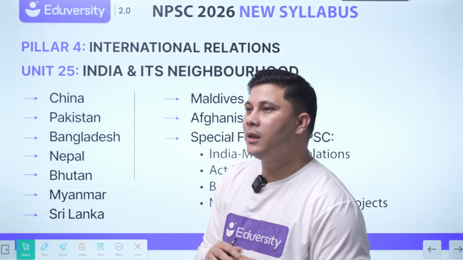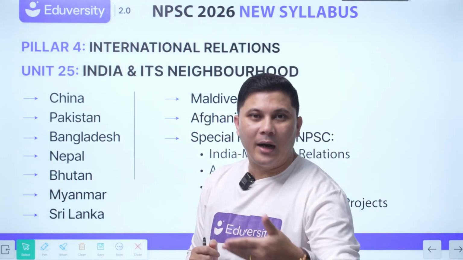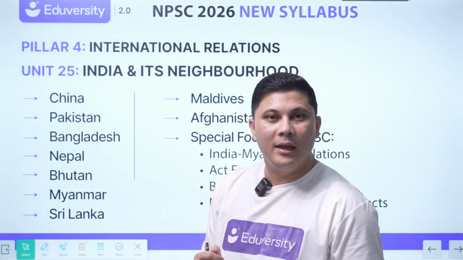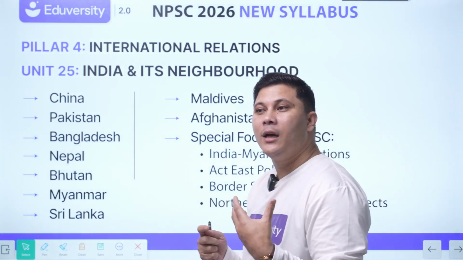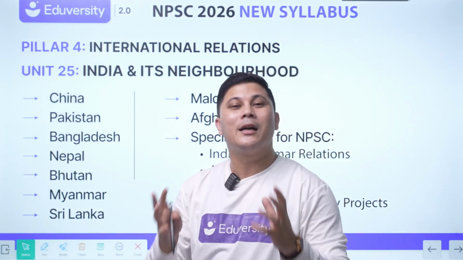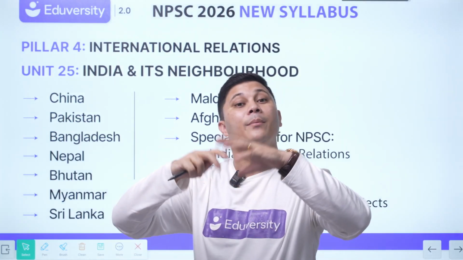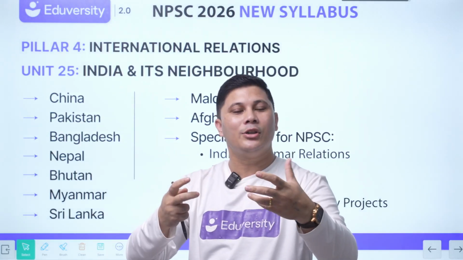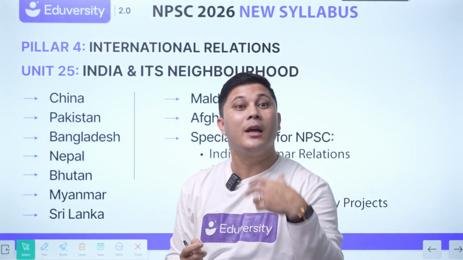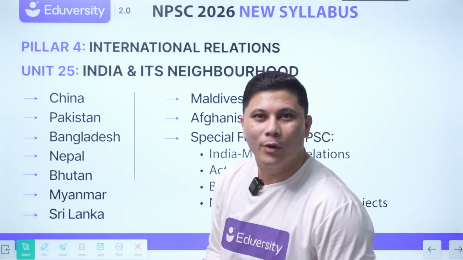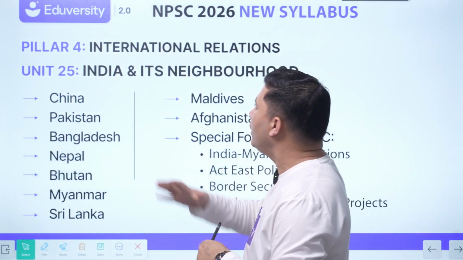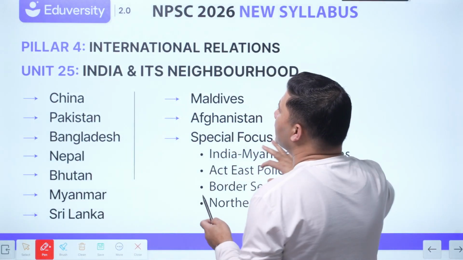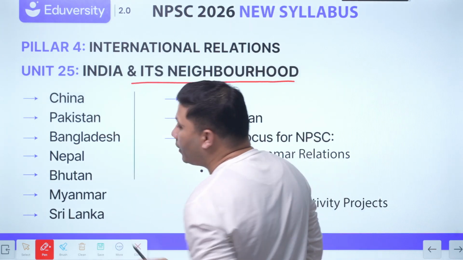How is India's relation with neighboring countries like Nepal, Bhutan, Myanmar, Bangladesh, Sri Lanka, Maldives? How is India's relation with the South Asian countries? How is India's relation with the Middle East countries? How is India's relation with the European countries? How is India's relation with the superpower countries like USA, Russia, China? India's role in the United Nations. So in international relations, we are going to learn everything in detail, starting from India and its neighborhood.